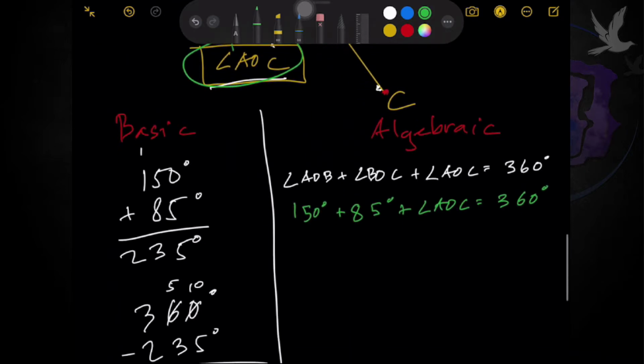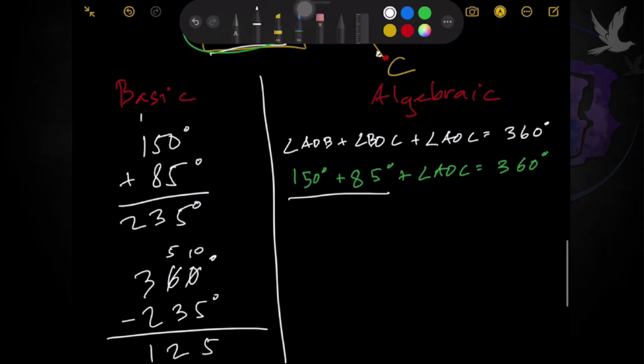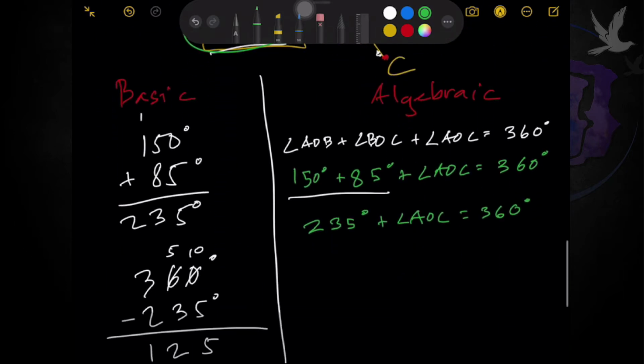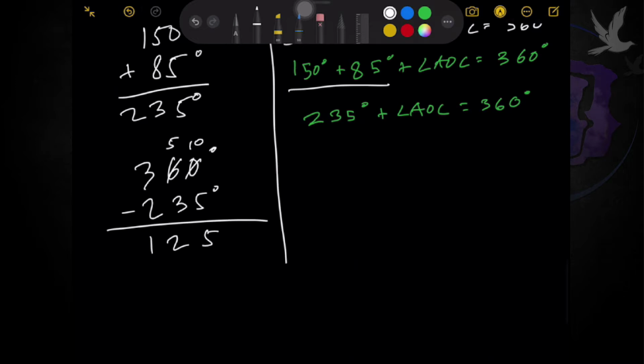So, anong gagawin natin muna? Just like what we did sa basic, we need to add up the given angles, which in this case is equivalent to 235 degrees plus angle AOC, which will now be equivalent to 360 degrees. So, just like what we did in the last example natin and the past examples last week, you are solving for angle AOC, which means in this case, you want to remove positive 235.